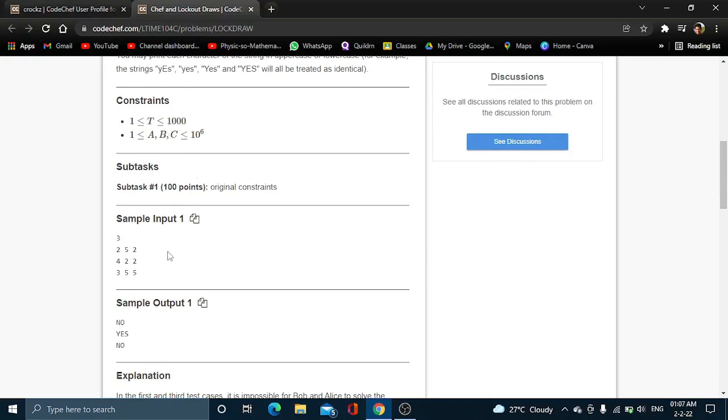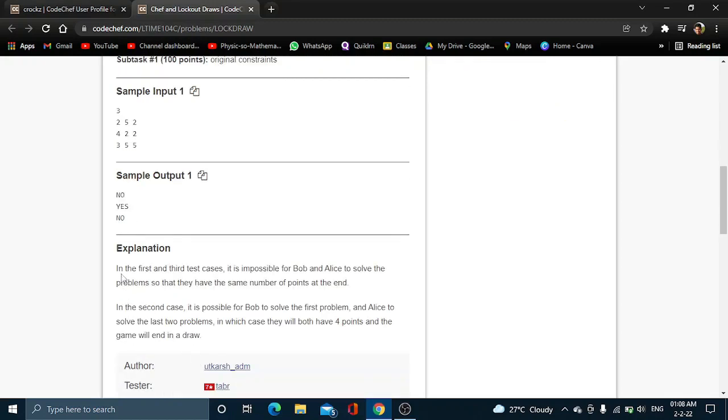They should follow, and they have given some sample inputs, with three test cases, which means they're trying to test three cases. For the first test case, the input values are 2, 5, and 2 respectively, which means the A value is 2, B value is 5, and C value is 2. Since there are three test cases, three inputs are there: 1, 2, and 3. And they have given sample outputs: no, yes, no. For the first case, there is no draw, so we have to print no. For the second case, there is a draw, so we have to print yes. For the third case, no.